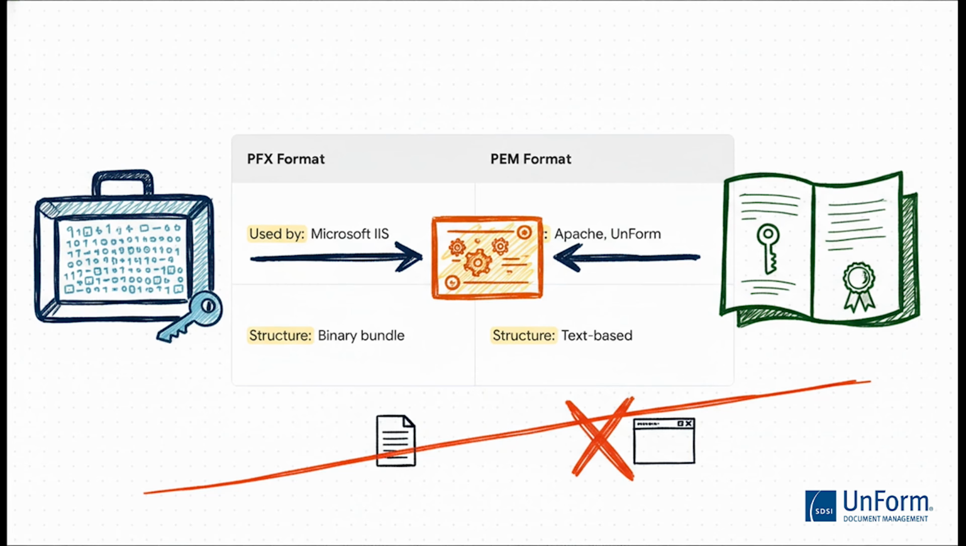But UnForm's web server, which is based on Apache, it's more like a basic notepad. It needs everything laid out, piece by piece, in plain text. That's the PEM format. So trying to jam a pfx file into UnForm is literally like trying to open that complex Word doc in Notepad. It's just going to look like gibberish without some kind of translation.